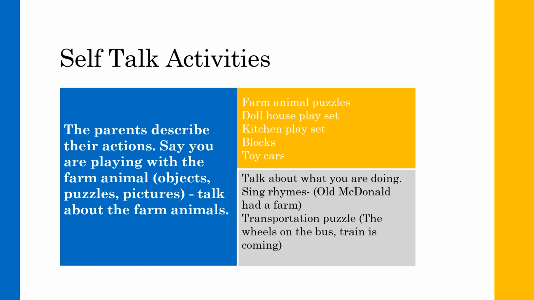So in self-talk, you're describing your own actions. Say you're playing with the farm animals. For example, you have a horse. You could say, wow, look at this. This is the brown horse. The horse says, neigh. I have a white cow. The cow says, moo. You could sing rhymes. In this case, with the farm animals, you could sing Old MacDonald had a farm. And if you were playing with transportation puzzle, you could sing the wheels on the bus. The train is coming song.